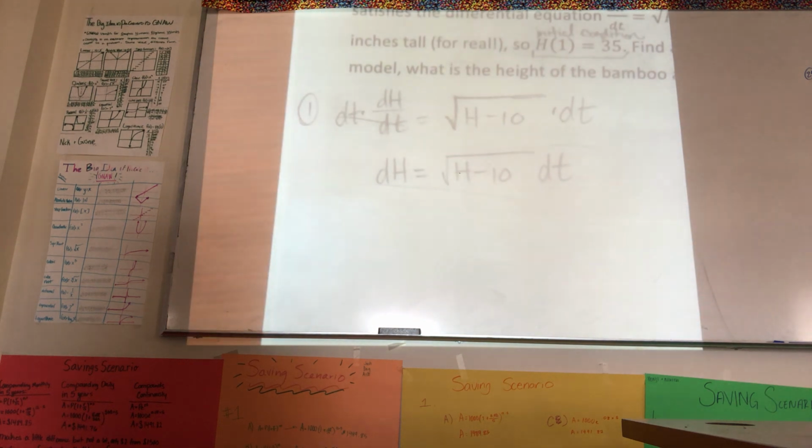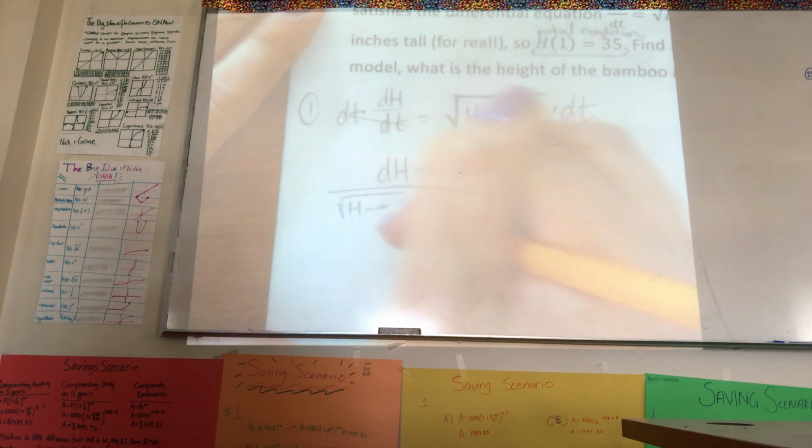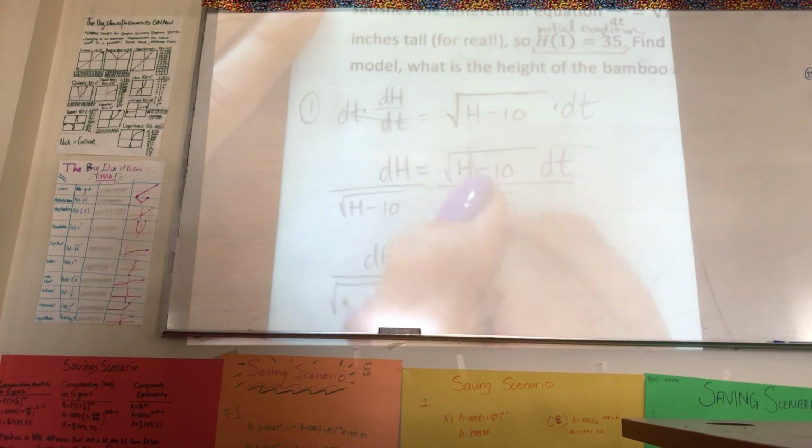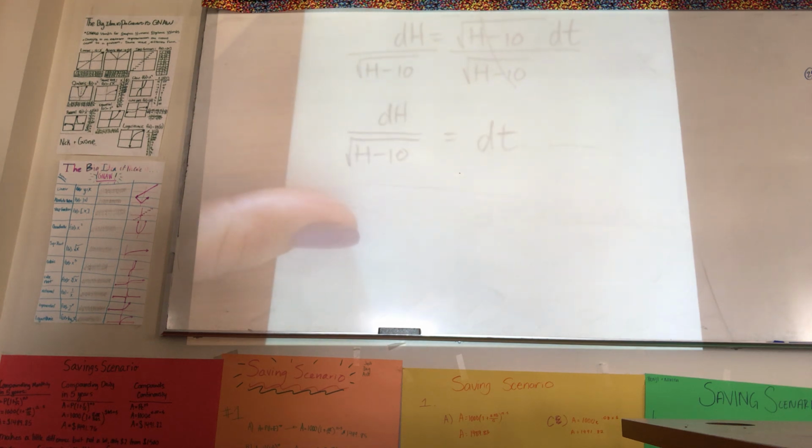We'll just divide by it on both sides, the whole thing. We're going to divide by the square root of h minus 10. So then we'll end up with a square root in the denominator, our favorite. So on the right, all that's left is dt. Good.